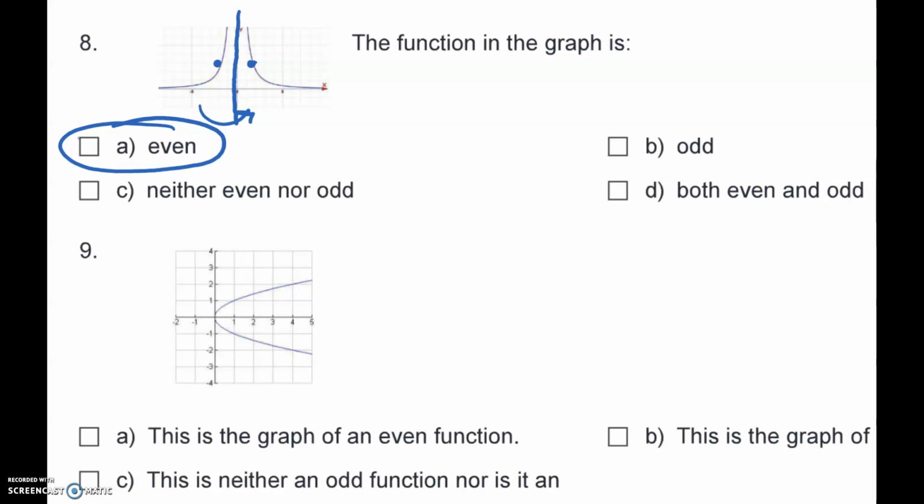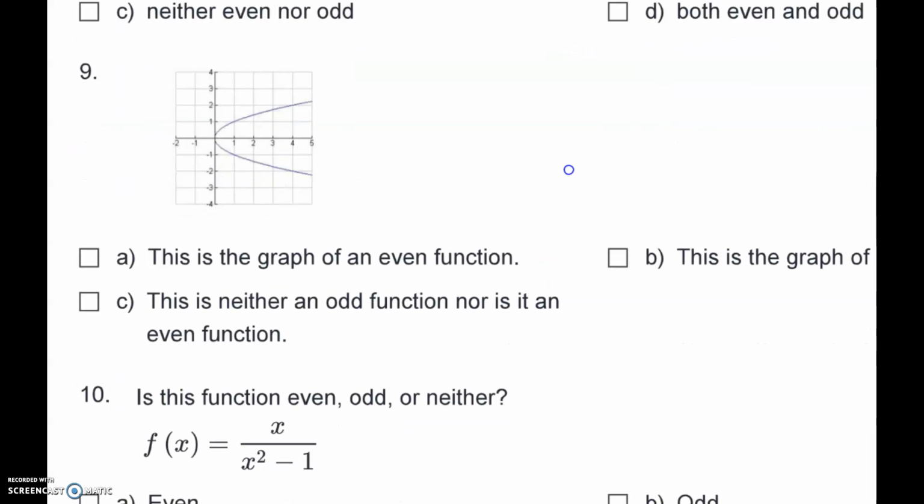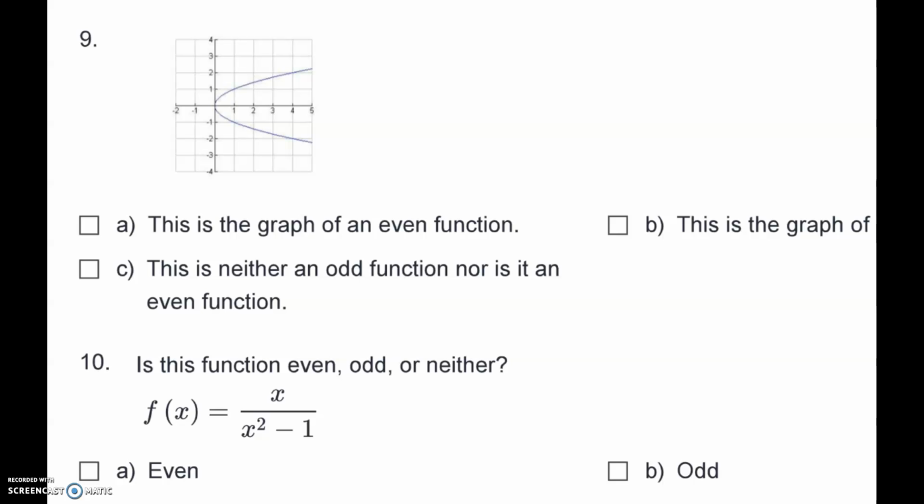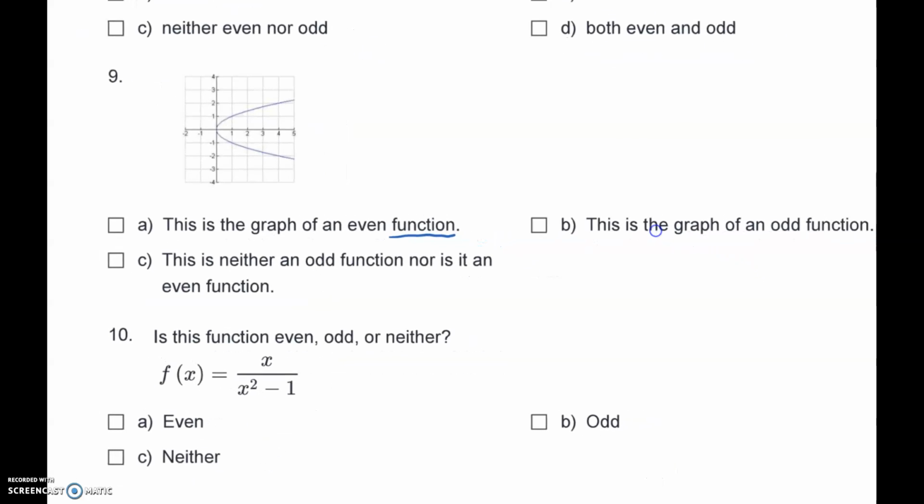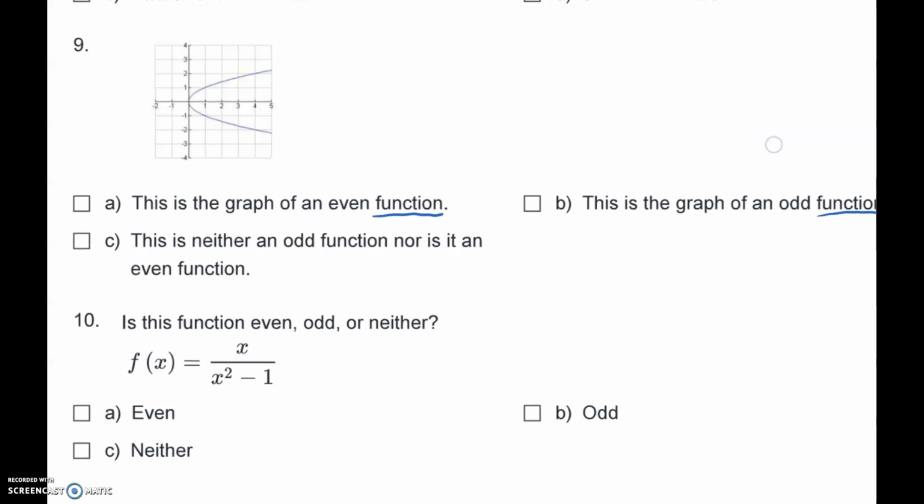If you look at number 9, read it carefully. Here, look. Part A says this graph is the graph of an even function. Part B says this is the graph of an odd function. Well, take a look at number 9. Is that a function? It fails the vertical line test. Here we go. So there, it fails a vertical line. It's not even a function. So if it's not a function, it can't be an even function. If it's not a function, it can't be an odd function. The answer has to be C.